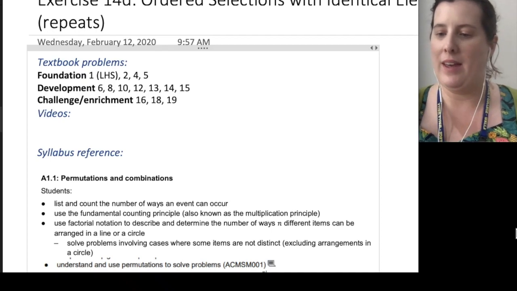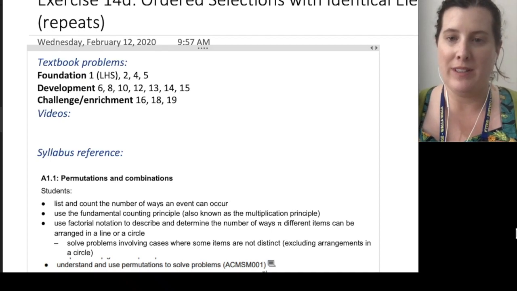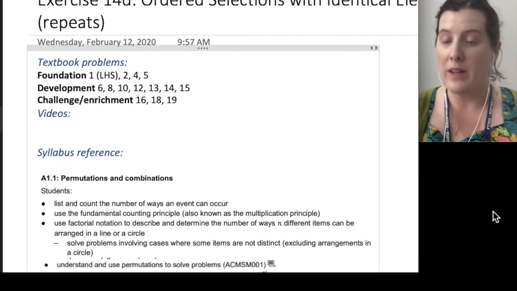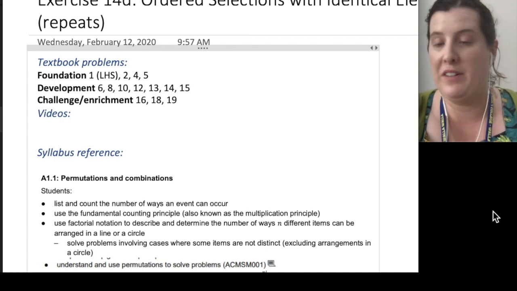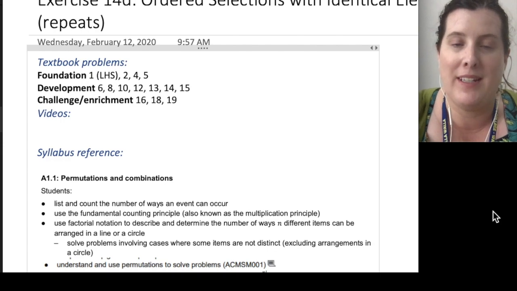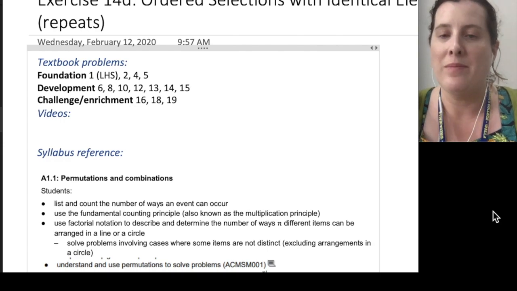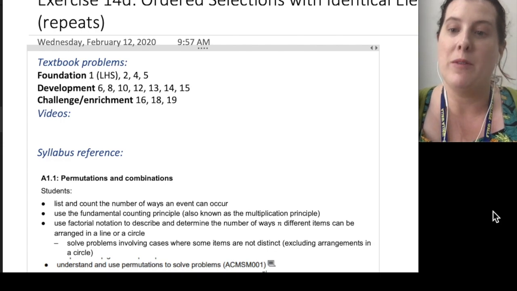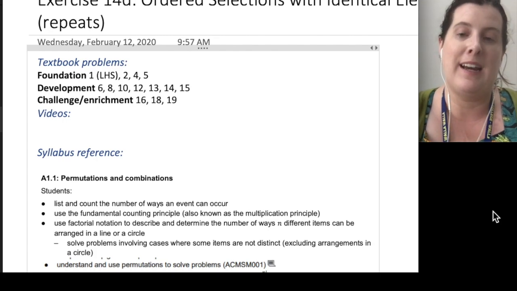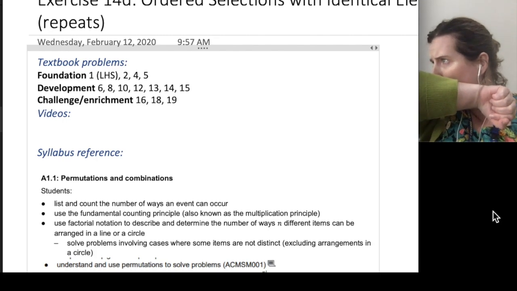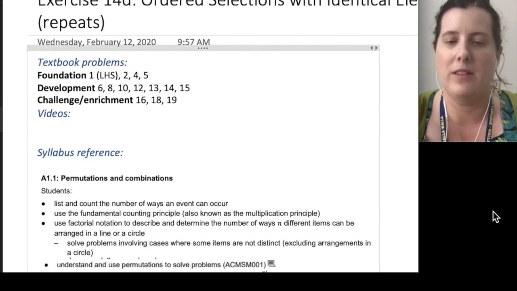We're back and we're looking at ordered selections with identical elements. So this is where you have a whole bunch of stuff, for example, letters in the word Tasmania. In this section, some of those things are repeated. So in Tasmania, the letter A is repeated like 3 times. I don't know if I could spell.